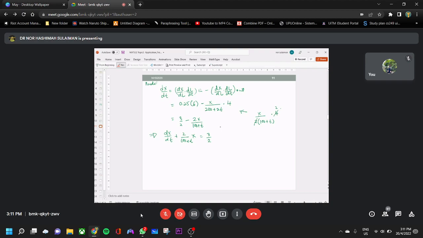Alright, so dah bentuk macam ni kan? Okay, sekarang ni apa dia punya PT dia? Ini adalah linear kan? Okay, now identify the PT. PT is 2 over 100 plus T, betul? So what will be the integrating factor?